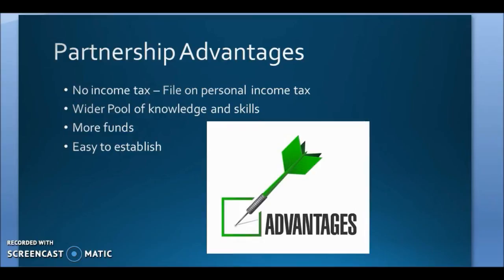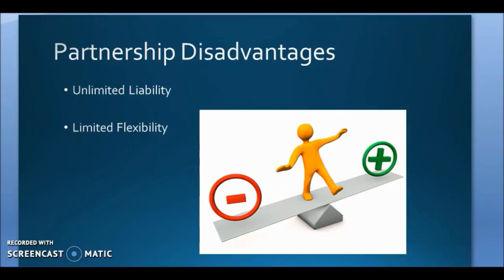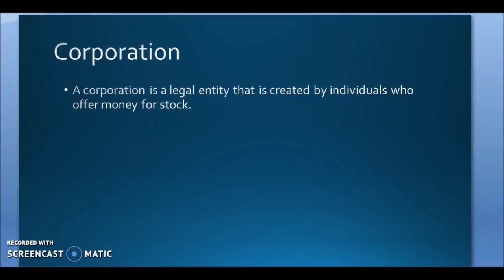Some disadvantages for partnerships: you have unlimited liability. This is the same as with sole proprietorships. If the company goes under, has a lot of debt, you're personally liable for the debt of the company. So they can come after your own personal assets as well as your partner's personal assets. And lastly, you also have limited flexibility. So you have to run everything by your partner in order to make a business decision. You have to both agree on everything that you're doing, which can make it very hard to do business.